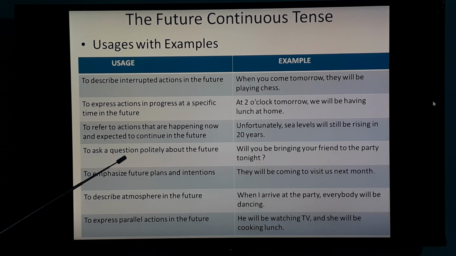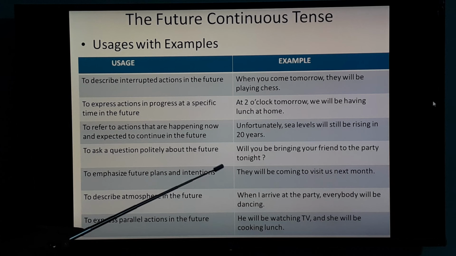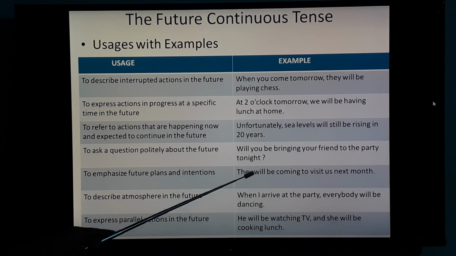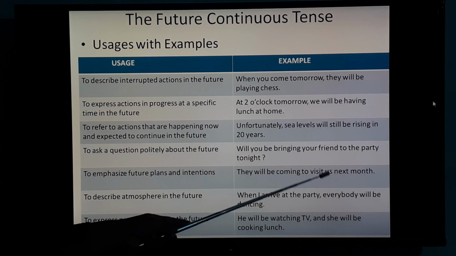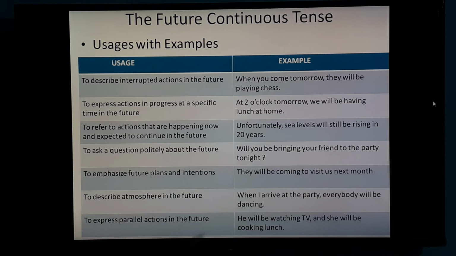To ask question politely about the future. For example, will you be bringing your friend to the party tonight? To emphasize future plans and intentions. For example, they will be coming to visit us next month. So, this is future plan.